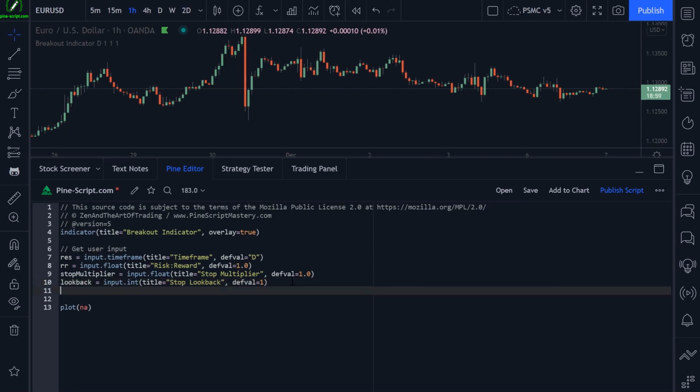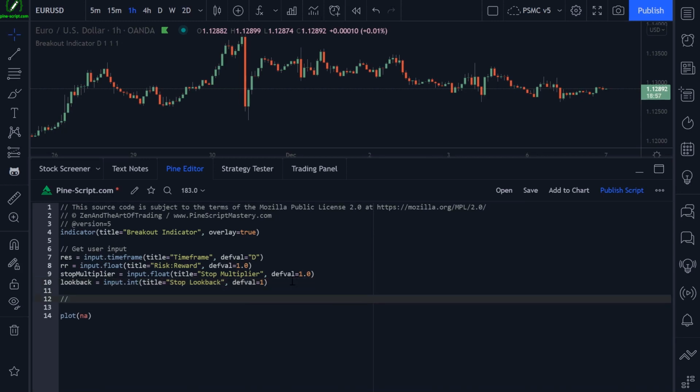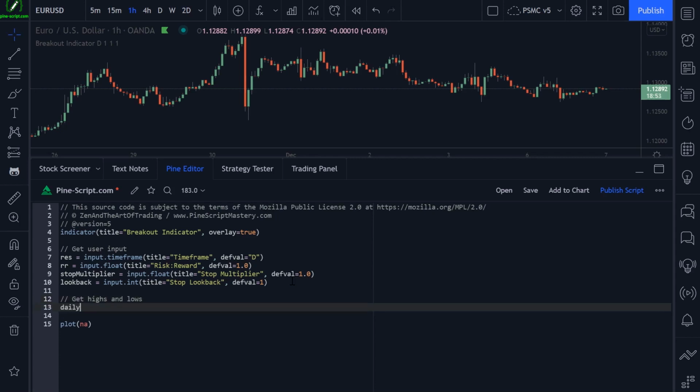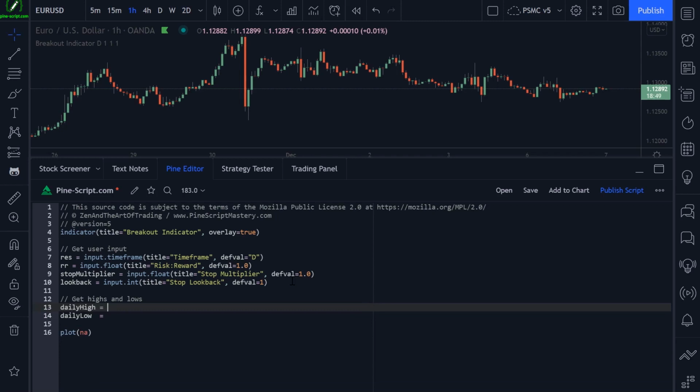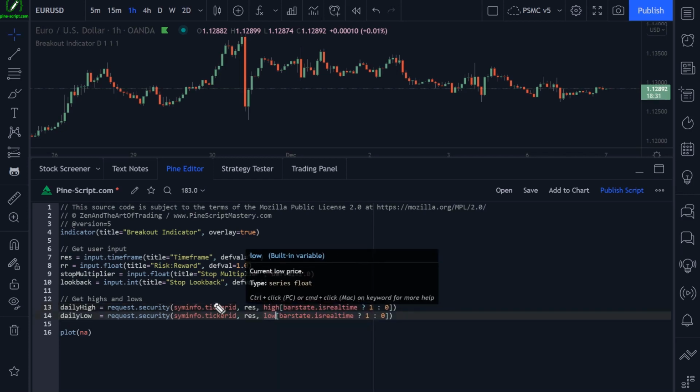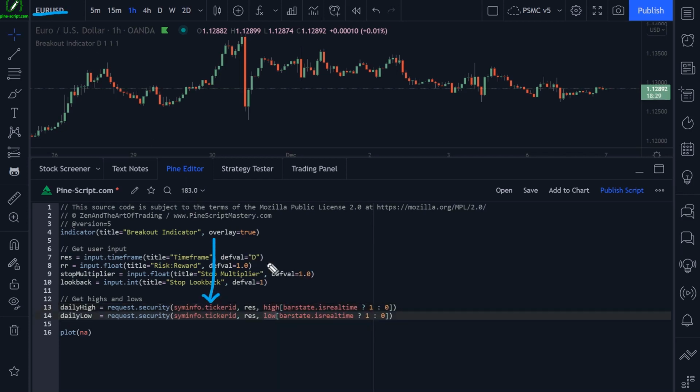So let's move on to the next part of our script where we need to get the highs and lows of our higher time frame. So in this case, I'm going to get the daily high and daily low. For this, we need to use the request.security function. Now, hopefully you're pretty familiar with this function by now, so I'm just going to copy and paste my code over to save time. We're just getting the high and low of the current market loaded onto our chart and the time frame we pass into our settings menu.